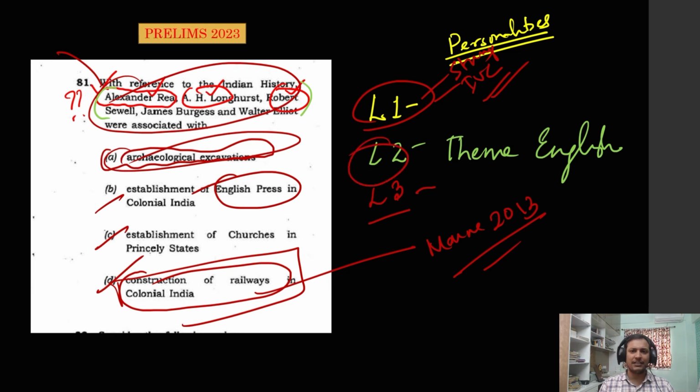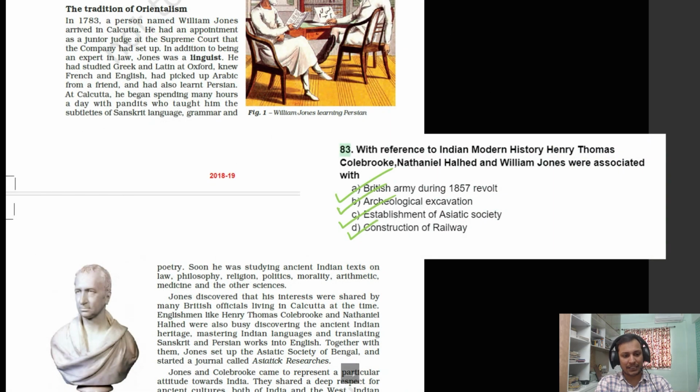Layer 2 study is that wherever some British names are given together in the NCERT, for example, what I just showed you here. You see in the NCERT 3-4 names are written, that these were interested in studying Indian history, Indian literature, Indian culture. Okay, they were the Orientalists. These three names can form one question.